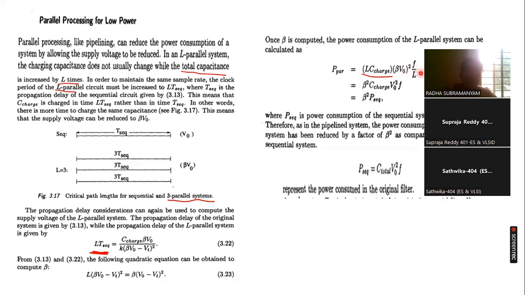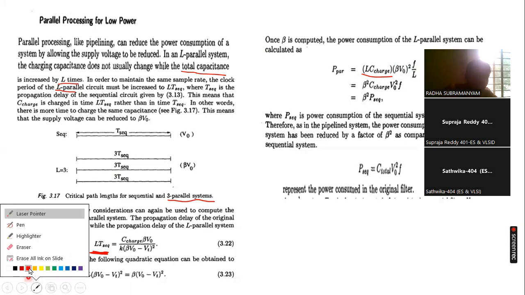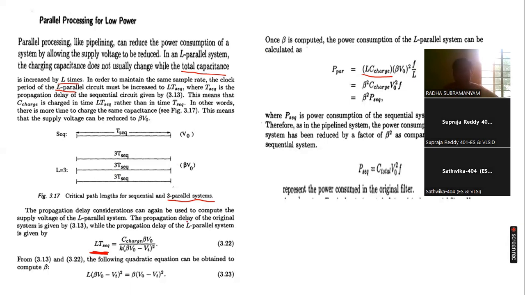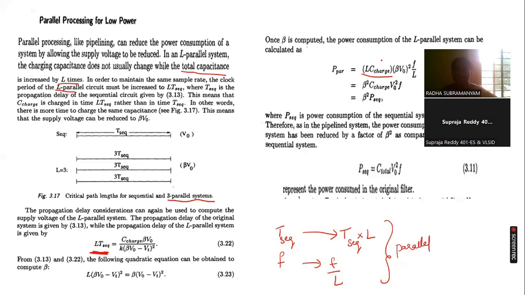So time and frequency are inversely proportional. When T sequence is changing to L into T sequence, hence the frequency will change to F divided by L. This is in the case of parallel processing. That is how F by L has come here.